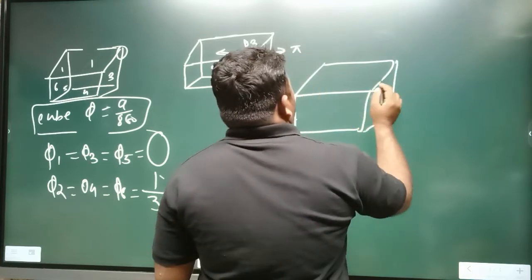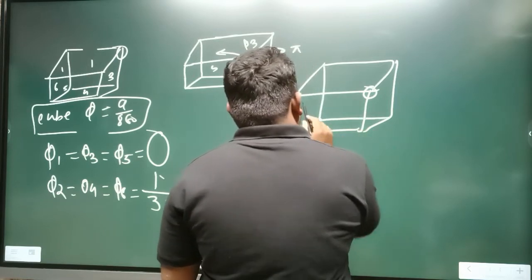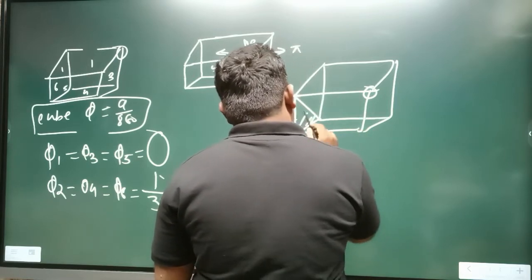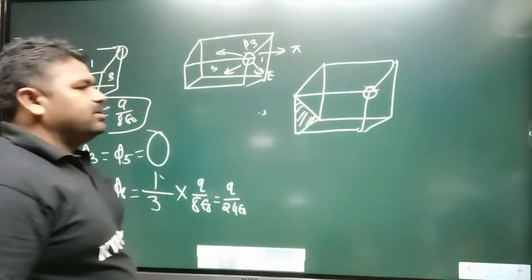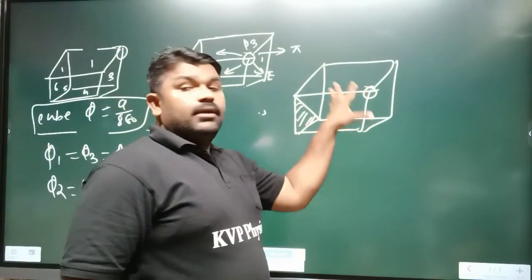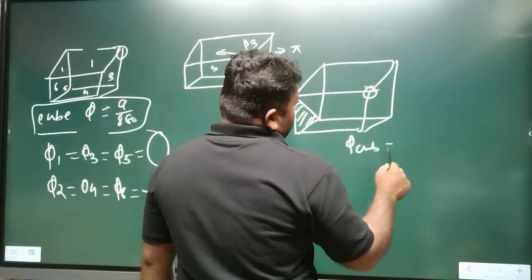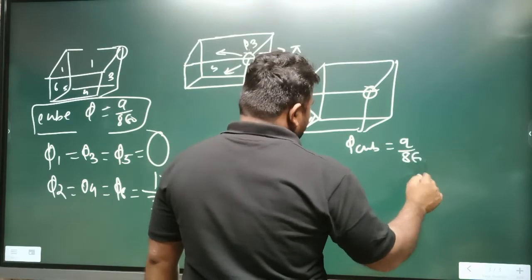Again we place a charge at one corner. How much flux is passing in this shaded region? Total, how much flux is available here? How much flux is available in this cube? Q by 8 epsilon naught. Yes or no? That is, from the total cube how much flux will pass? Q by 8 epsilon naught.